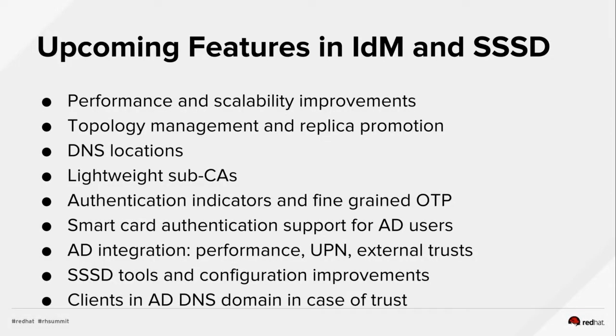What is coming this fall? Performance and scalability improvements in IDM and SSD. We heard a lot of feedback in different setups where we need to make our performance and scalability better. So, topology management. There were a lot of questions of how to manage topology, what are the best practices. So, now there will be topology managed in the UI, you will see your replicas, you will see which replica has which components, and you will be able to drag and drop replication agreements in the UI and build your infrastructure this way. Yes? That's IPA 4.3, is that going to be in the RHEL 7.3? 4.4 is planned for 7.3, yes.